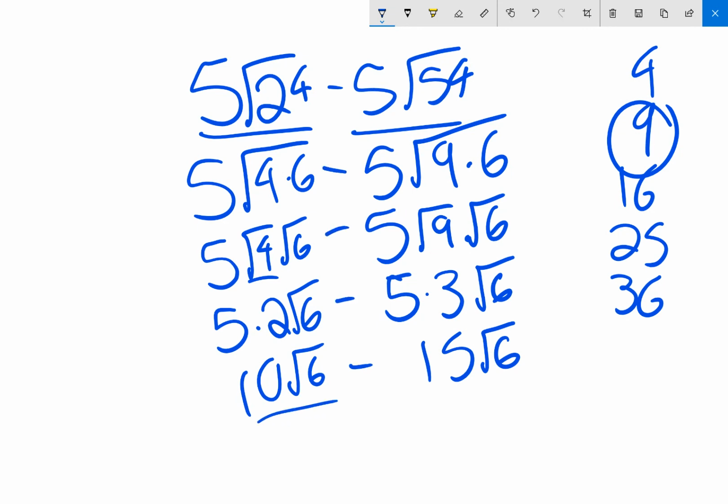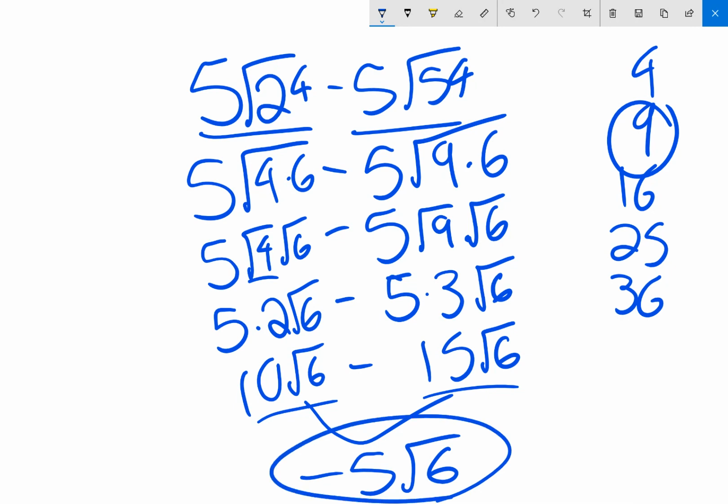So now, it's kind of like the last problem. These are both like radical terms. They both are a square root of 6. So I take 10 minus 15. I have negative 5 square root of 6. That is my final answer.